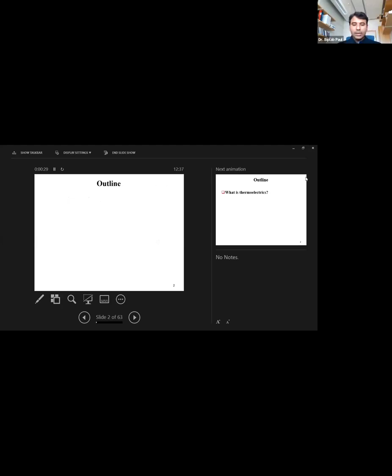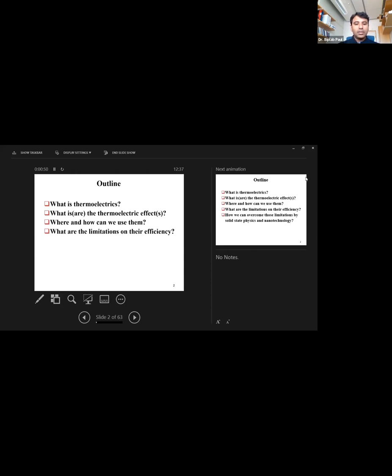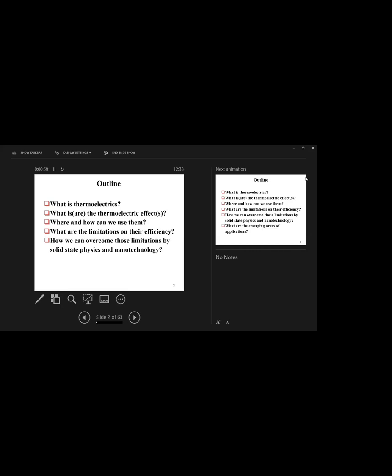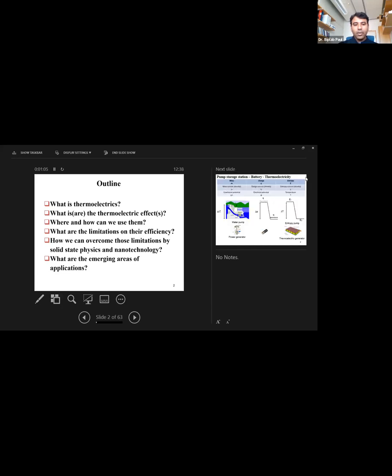The outline of my talk is, first I will give a general introduction on thermoelectrics. Then I will discuss different thermoelectric effects. Then I will come to how we can use thermoelectrics for different purposes. After that, I will discuss different limitations on thermoelectric efficiency. Then I will discuss how we can overcome those limitations for higher thermoelectric efficiency. And finally, I will end with a discussion about emerging areas of applications.